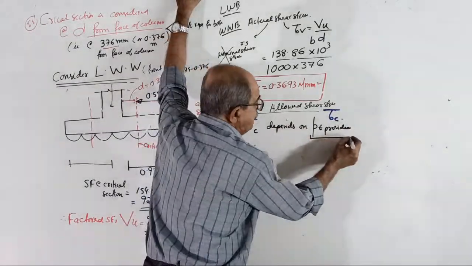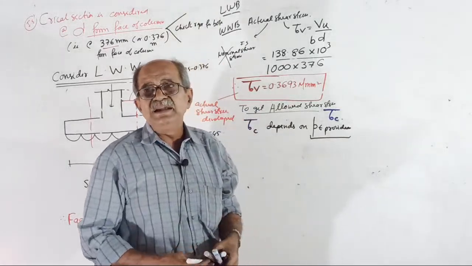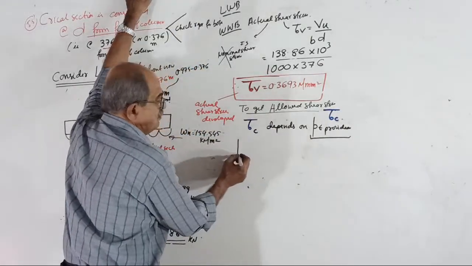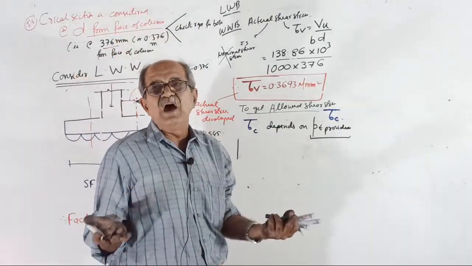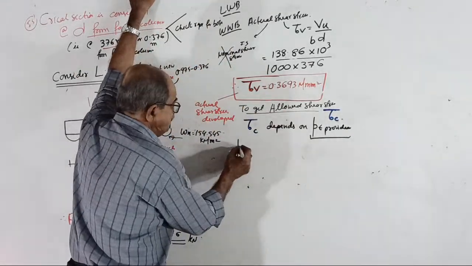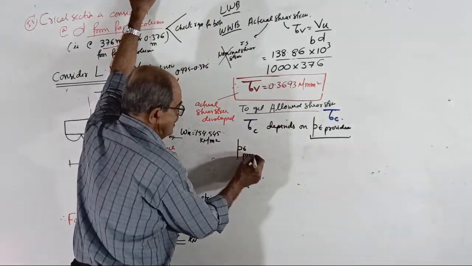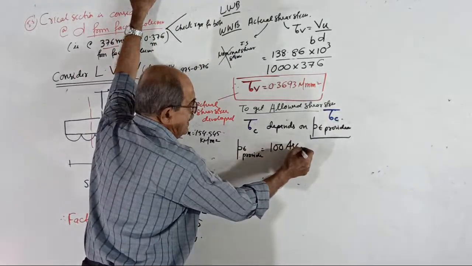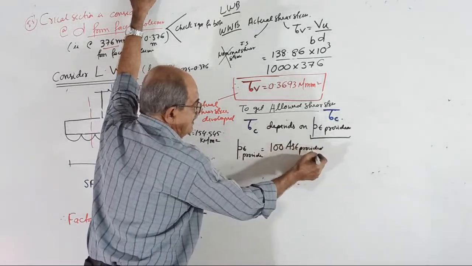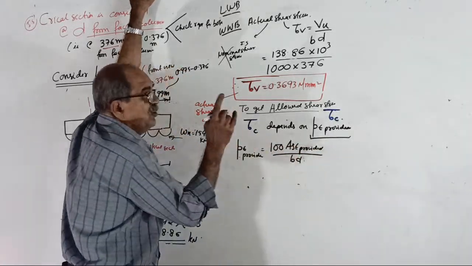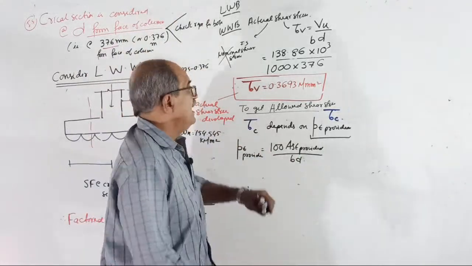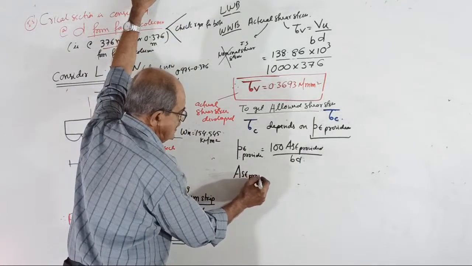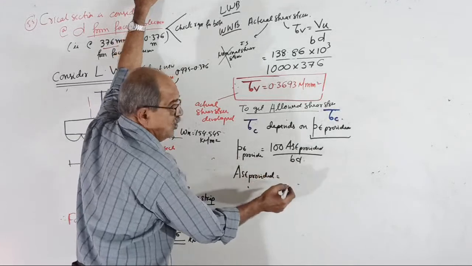You write here. I am not writing. Percentage of tension reinforcement provided. First of all, how many times have I told you? And write, PT provided is 100 into Ast provided divided by B D. Now you need Ast provided. See, now you need Ast provided.